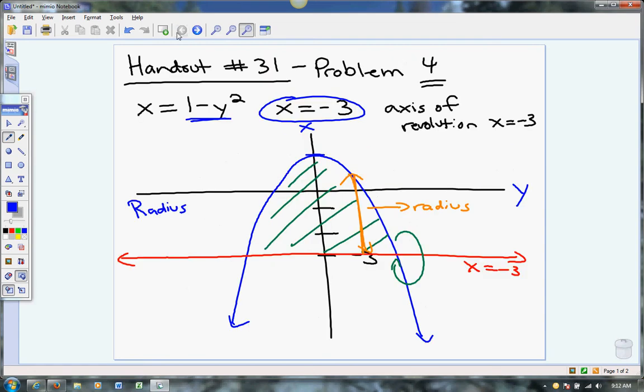Well, on this problem that we are working with, it works the same exact way. The radius is going to be equal to the function minus whatever this line was, which in this case is negative 3. So my radius is going to be the function plus 3. And that is the most important part of this whole problem, because if we do it with respect to y, from this point on, it's actually pretty straightforward.